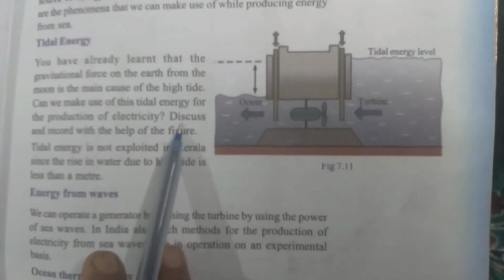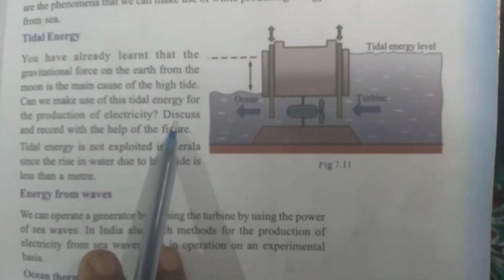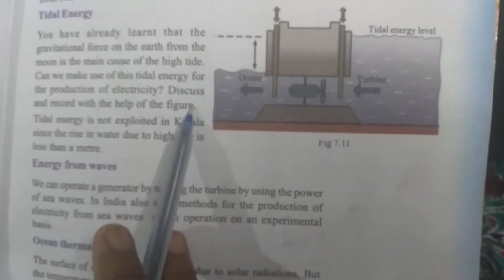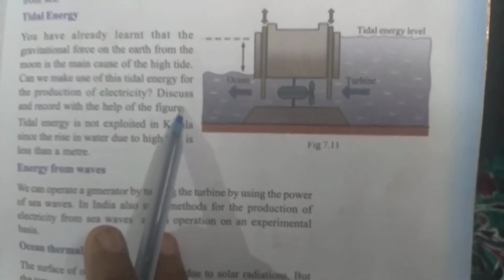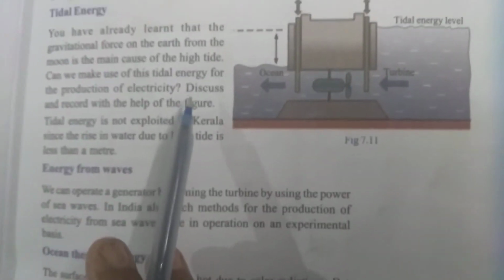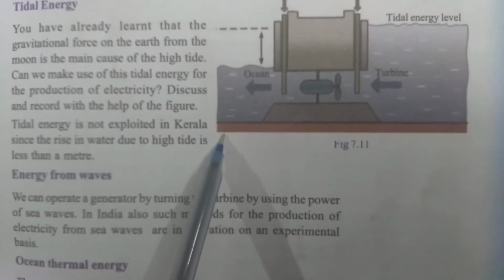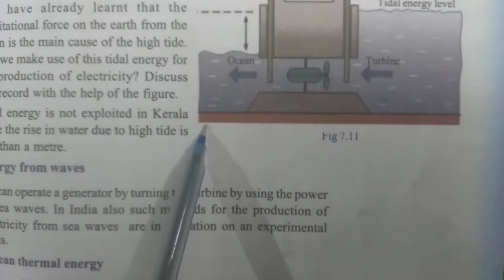In Kerala, it is not possible to use this tidal energy because the sea waves are not so strong, and moreover the waves that are produced during high tide will not exceed 1 meter. So tidal energy creation is not possible on the Kerala coast.